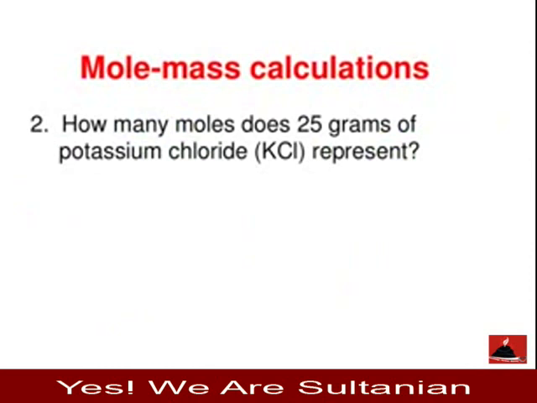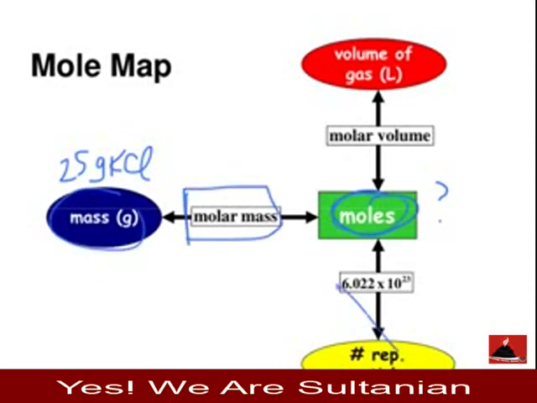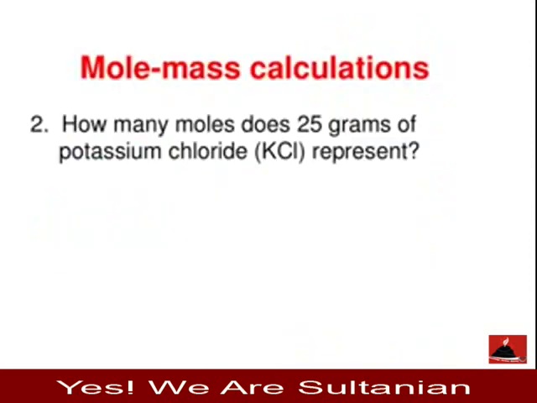Here's a second calculation, which is similar. This says, how many moles does 25 grams of potassium chloride represent? Let's take a look at that mole map again with our 25 grams of potassium chloride. This time it tells us 25 grams of potassium chloride, and we want to find out how many moles that is. So as you can see, we need to get from the mass to the number of moles, and we need to use the molar mass. None of this is important for us for this calculation.